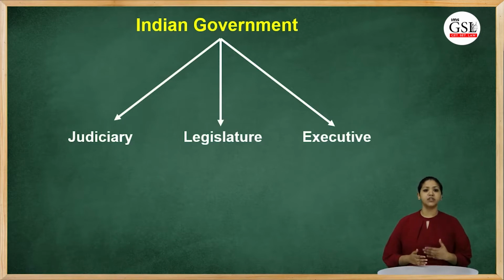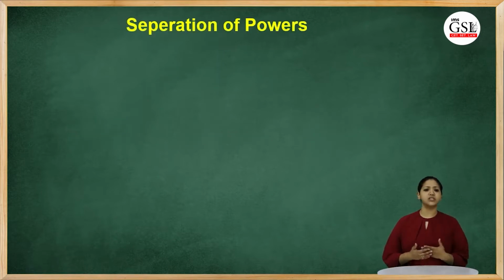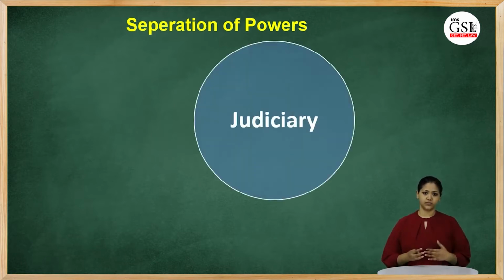In India, the doctrine of separation of power does exist, whereby the immense power that comes with running a country is not concentrated in the hands of one authority or person. It is distributed among the three arms of the government.